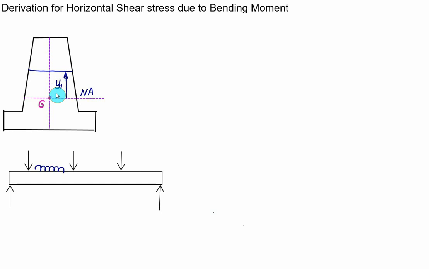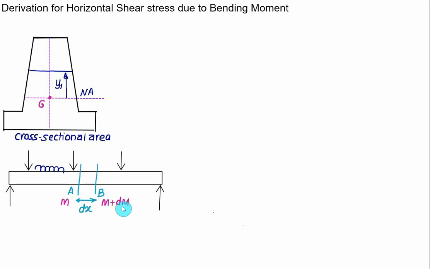We'll consider a section of this beam. Let's say we have a section somewhere here at a distance equal to x, and this section is taken between the section planes A and B, and these two section planes are separated by a small distance equal to dx. So let's say we have a bending moment at the section plane A equal to M, and at B we have M plus dM.